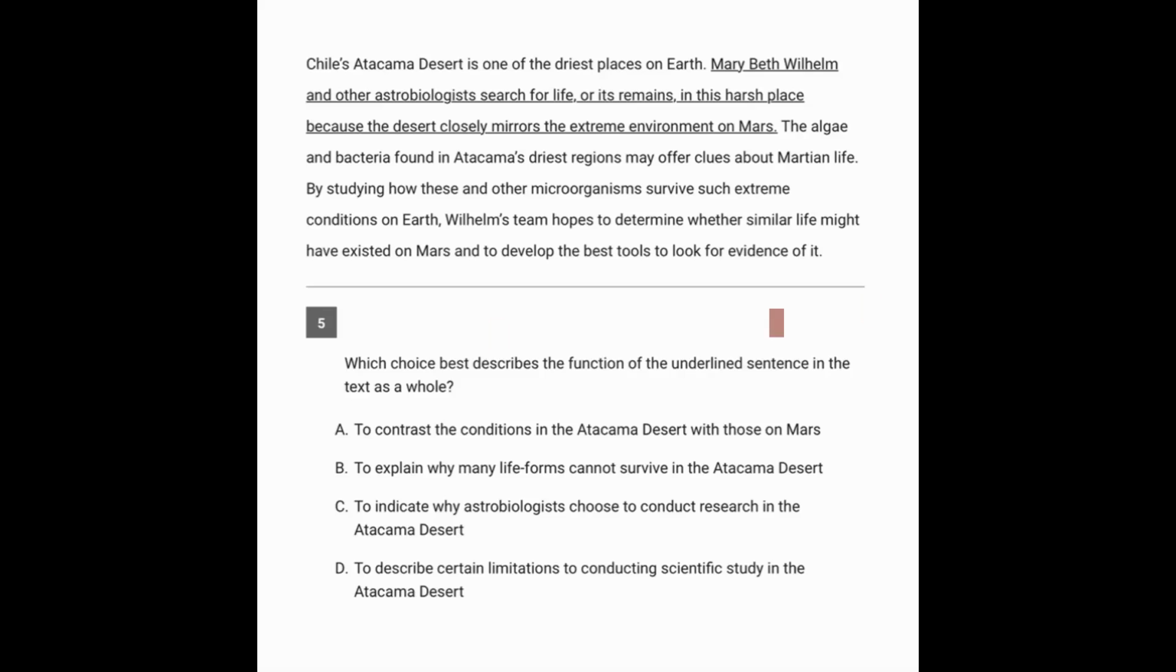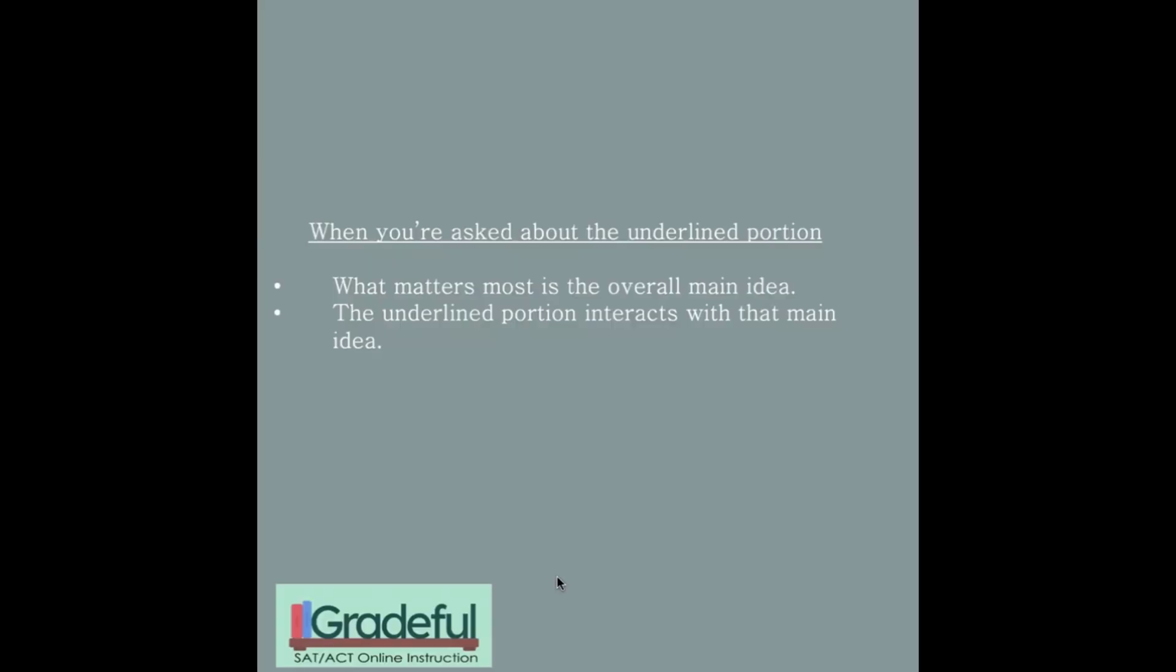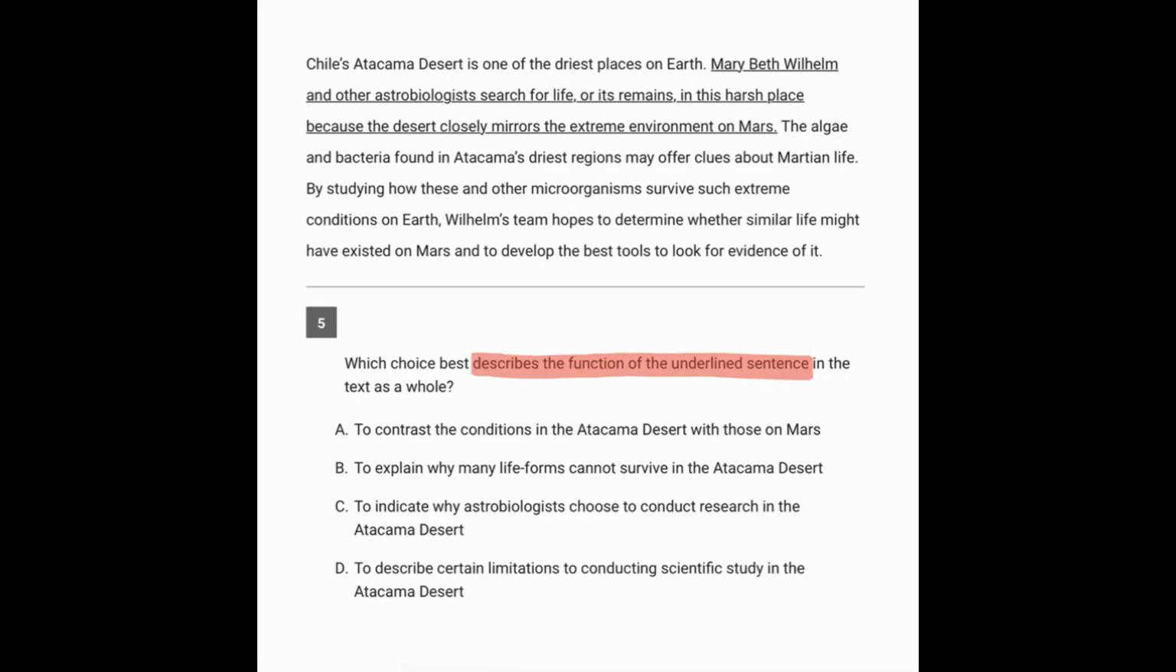Now going to question 5, we always start with the prompt first, and here the prompt is asking us for the choice that describes the function of the underlined sentence. Now when you're asked about the underlined portion, it's really a main idea question. The underlined portion is really only important in the manner in which it interacts with the main idea. So let's try to get the overall main idea here.